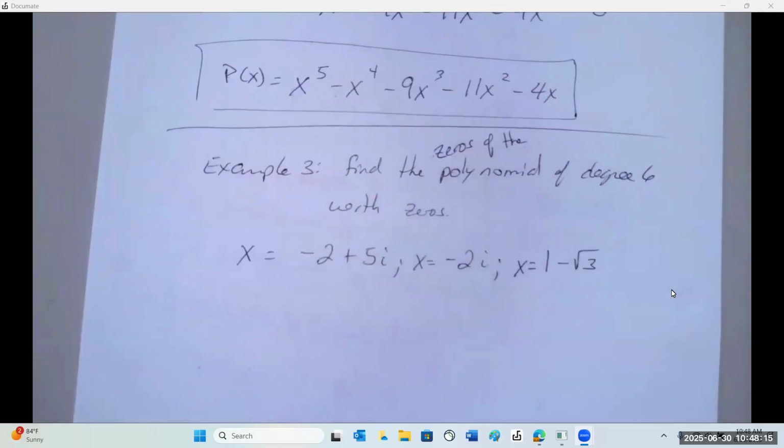How many zeros are we going to have? We'll need 6 zeros. How many do we have right now? We only have 3 zeros. So we're missing 3 more. How do we find those 3?